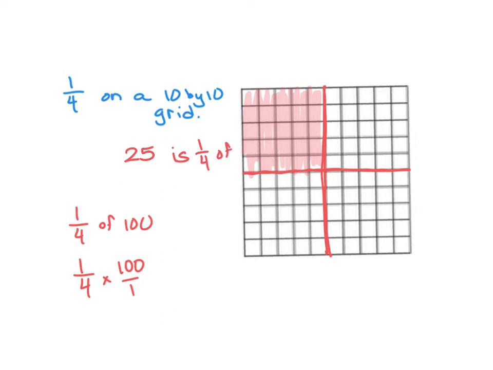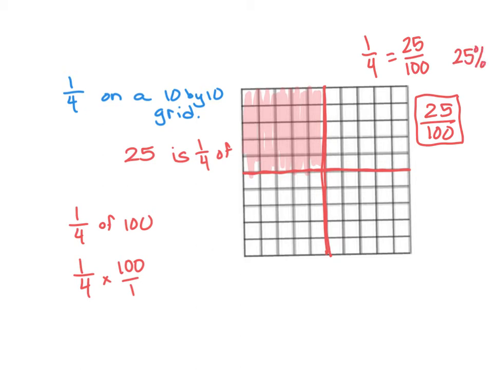Taking it another step, this is 25 out of 100 squares, right? So 1/4 is the same as 25 out of 100 squares, equivalent fractions there. And also we just learned that 25 out of 100 is 25%. Just something to make note of. They also challenged us on something else. Two more things I'll show you.